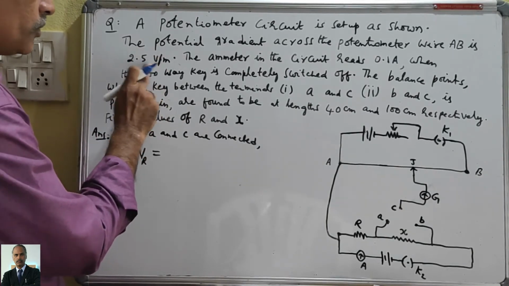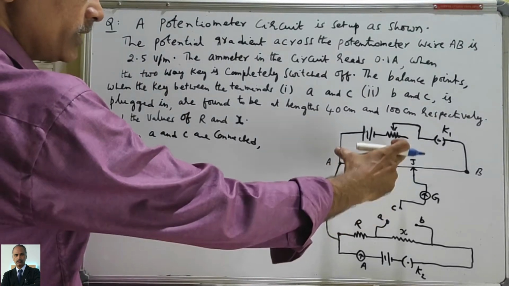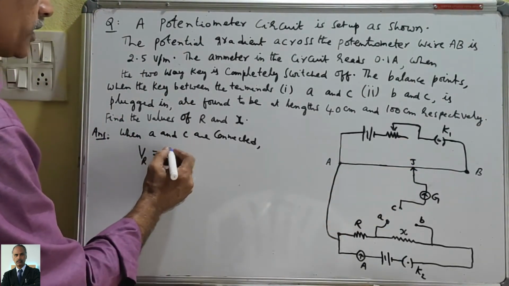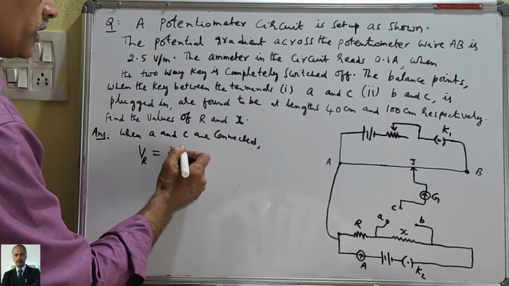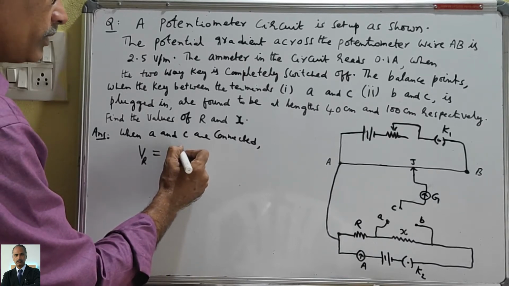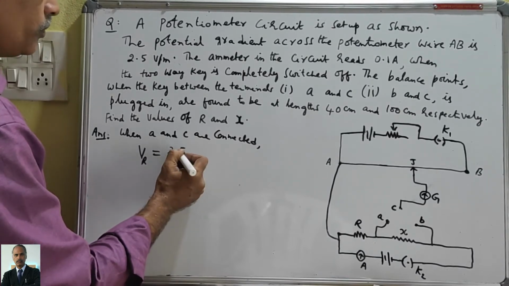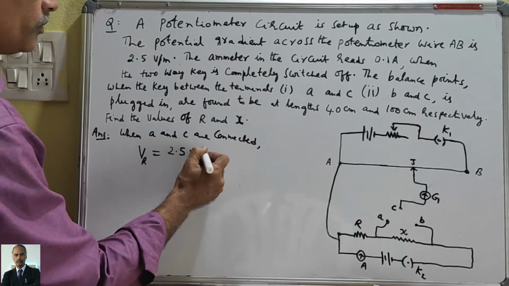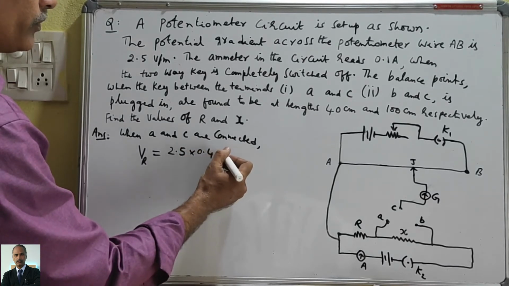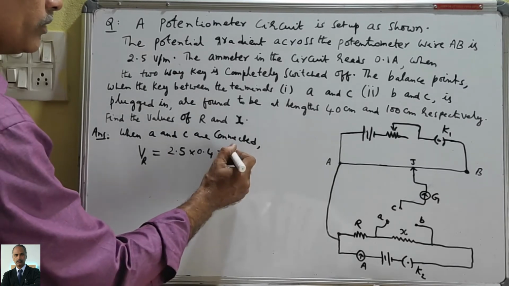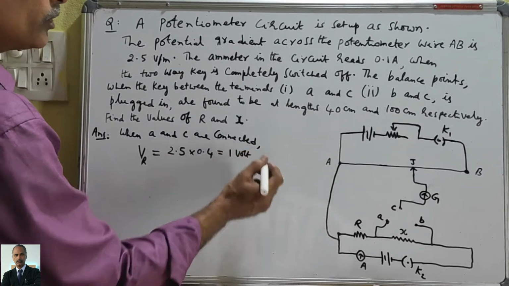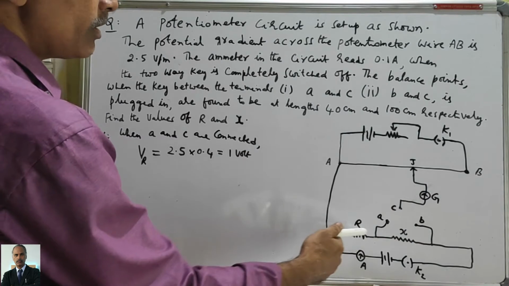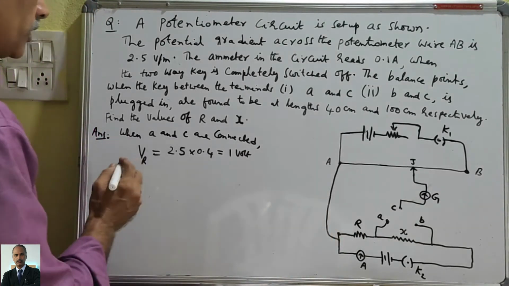So per meter length 2.5 volt. So for 40 centimeter length of wire, we find the potential difference. Therefore, the potential difference across 40 centimeter length of wire is 2.5 into 0.4. If you calculate this one, you get 1 volt. Therefore, potential difference across this R is 1 volt.